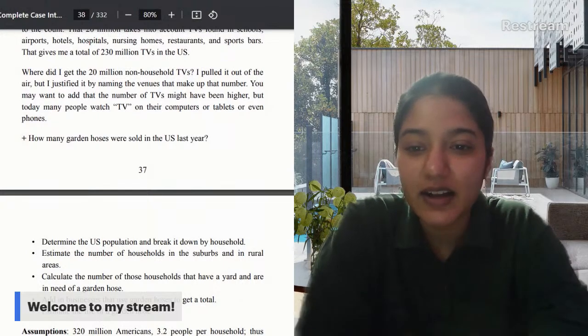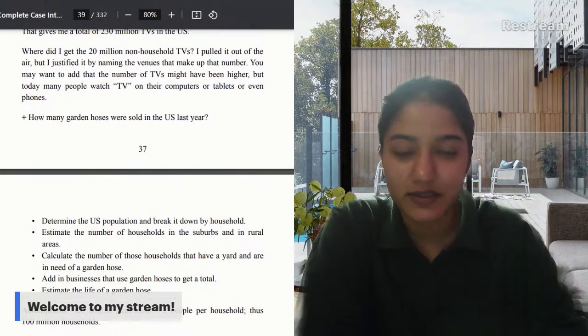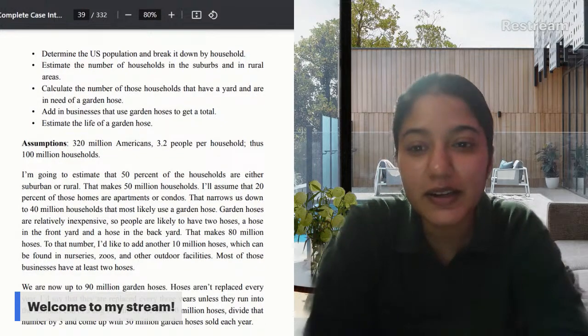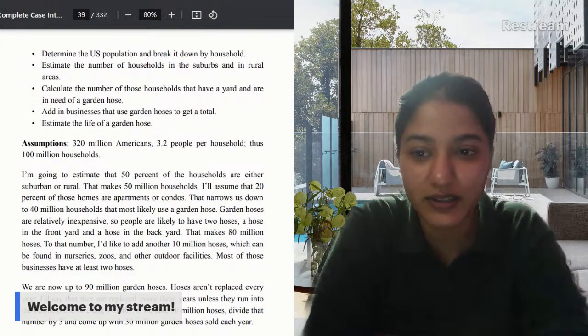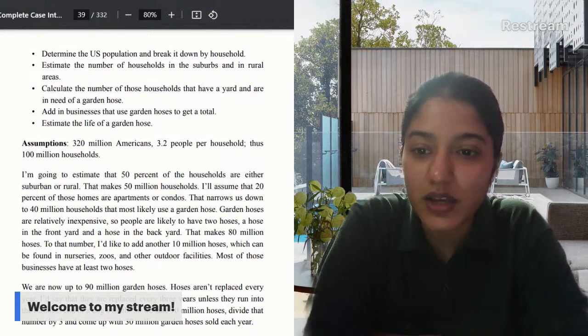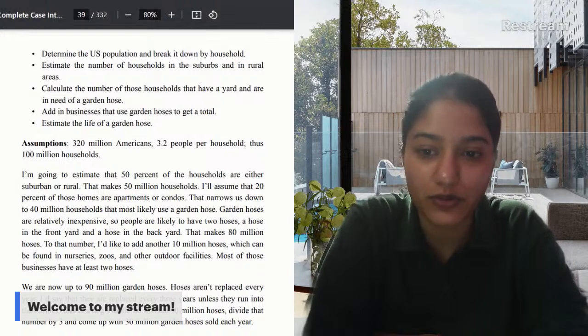So how many garden hoses were sold in the US last year? Next question. So determine the US population and break it down by household. Estimate the number of households in the suburbs and in rural areas. Calculate the number of those households that have a yard and are in need of a garden hose. Add in businesses that use garden hoses to get a total. Estimate the life of a garden hose.